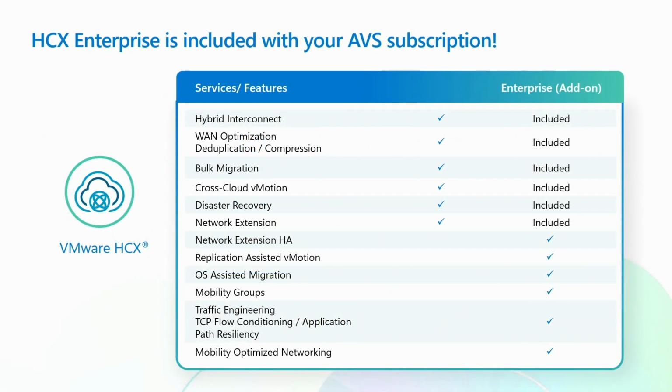So hey, it's included with your AVS subscription. It's pretty much what I said already. You have the hybrid interconnect. You'll see those appliances deploy. You create your service mesh. And then you have the options like RAV-assisted vMotion, OS-assisted migration, mobility groups, and traffic engineering, and so on.